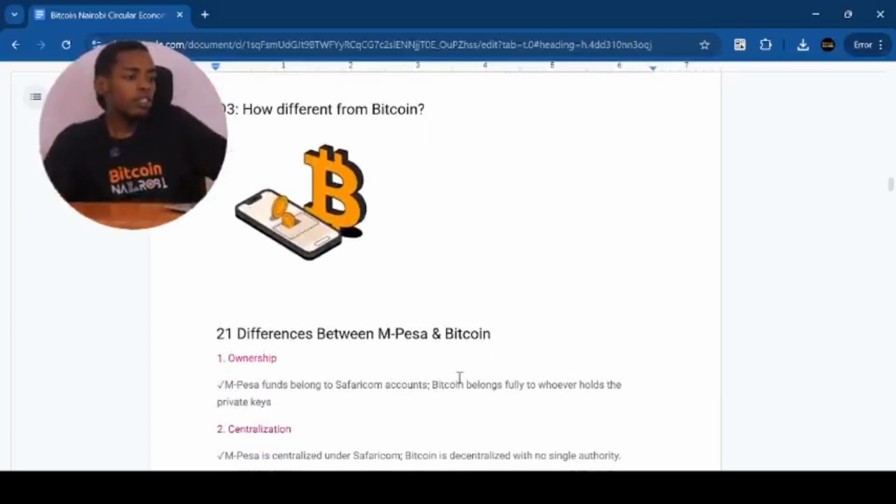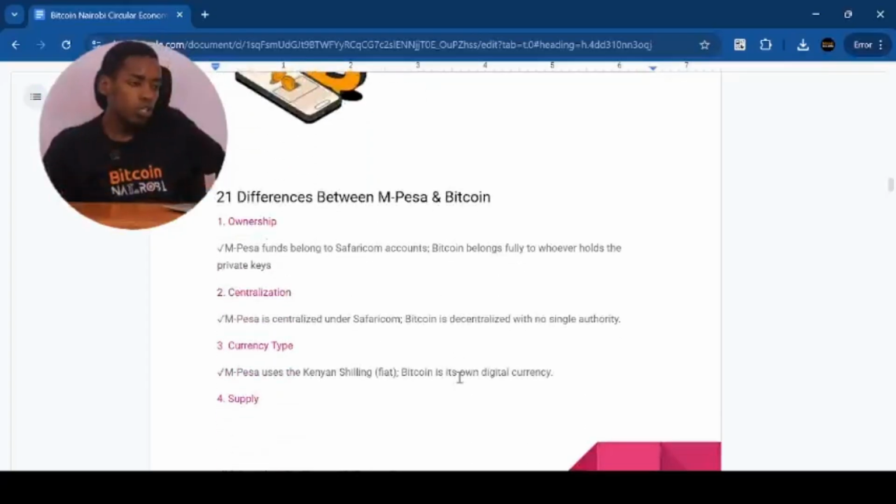Okay, so how different from Bitcoin? We'll look at 21 differences between M-PESA and Bitcoin. So number one, let's start with ownership. M-PESA funds belong to Safaricom accounts and Bitcoin belongs fully to whoever holds the private keys.